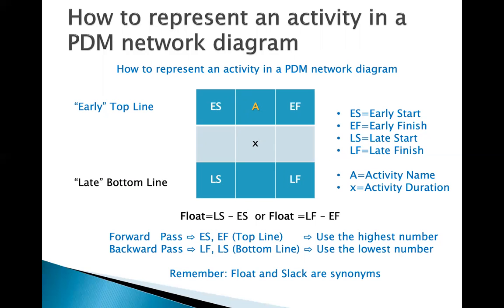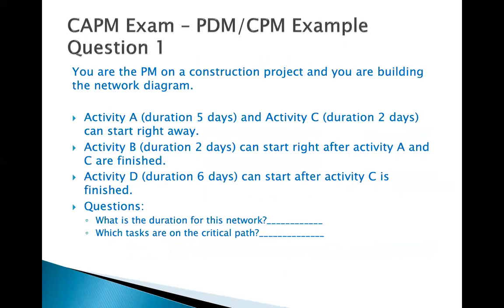And you also need to know that we calculate the forward pass using the early schedule, which is the top line of this square. And we will be calculating the backward pass, which is the bottom line, the late schedule of the network. So Lisa, this is too much. No, this is just a representation of each activity in the network. When you see the example, it will be more clear. So let me move forward.